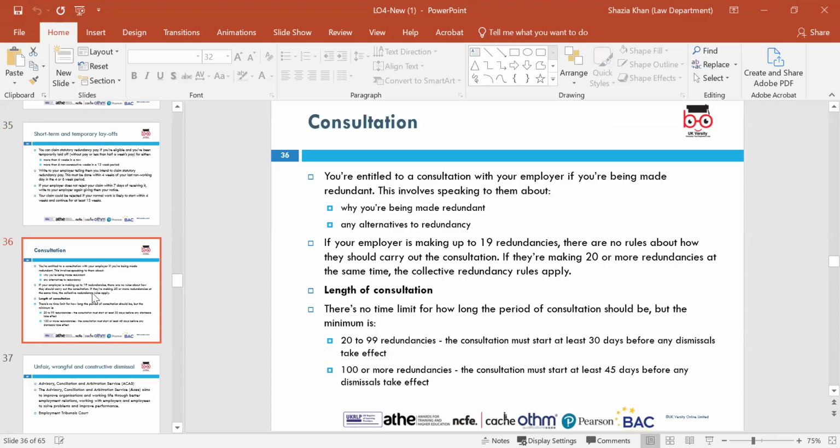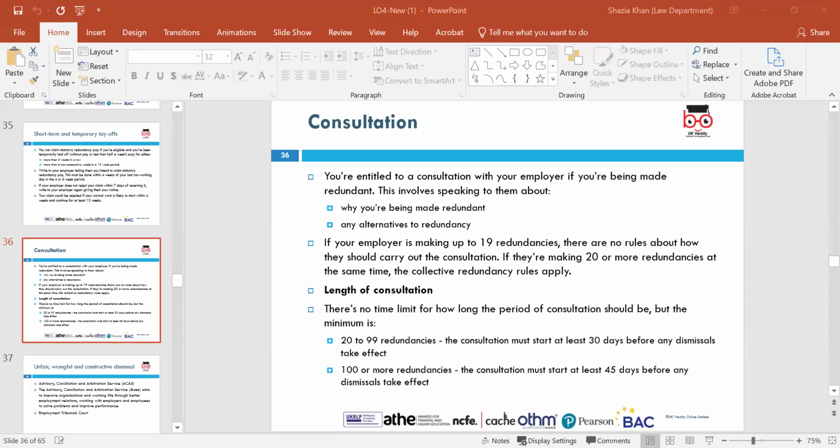Consultation. You're entitled to a consultation with your employer if you're being made redundant, and this involves speaking to them about why you've been made redundant and any alternatives to redundancy. If your employer is making up to 19 redundancies, there are no rules about how they carry out the consultation.